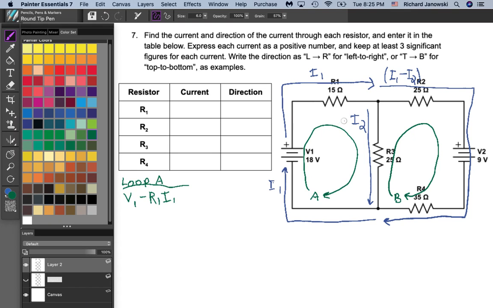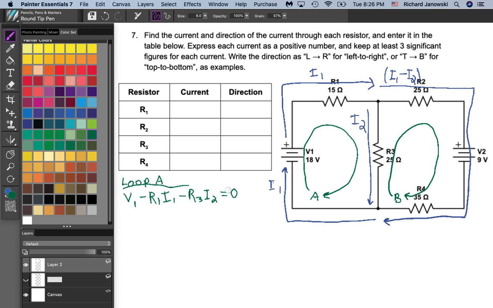Then what's our loop do? Comes to that junction, comes down here. So now we're going through R3. We're going through R3 in the same direction that we guessed I2 is going. Therefore, this is also a drop. So minus R3 I2. And then where do we go from here? We go back down here and nothing happens and we're back to the beginning. All right, so remember KVL tells us the total gains and drops all the way around any closed loop has to equal 0. So that's what we have here.